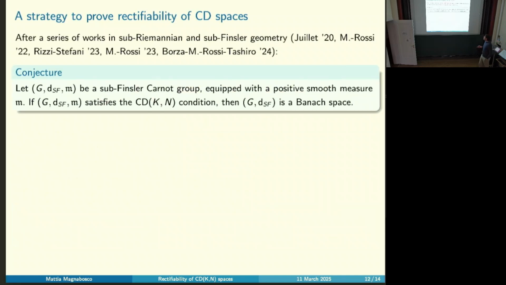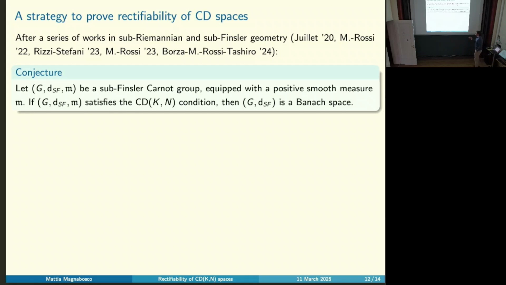Building on this, we developed a strategy, different from the RCD setting, to prove rectifiability for CD spaces. This strategy essentially builds on a conjecture. After a series of works in sub-Riemannian and sub-Finsler geometry, this conjecture is actually very reasonable. At this point in time, it is still a conjecture, but it is very reasonable.